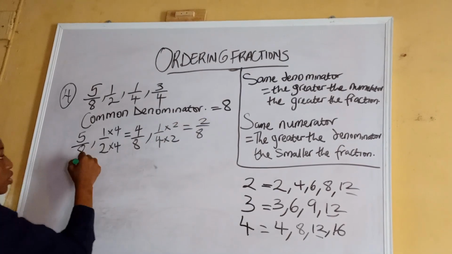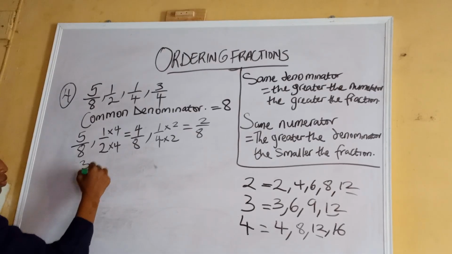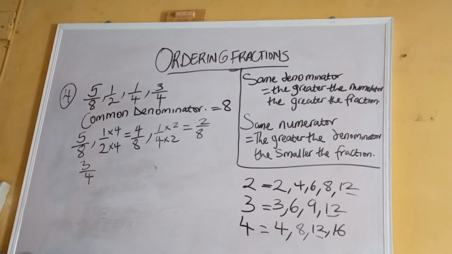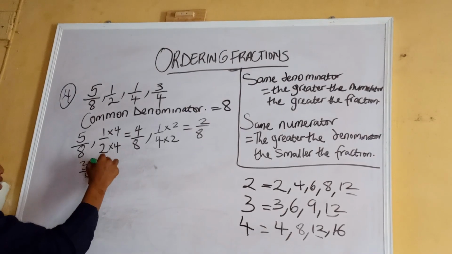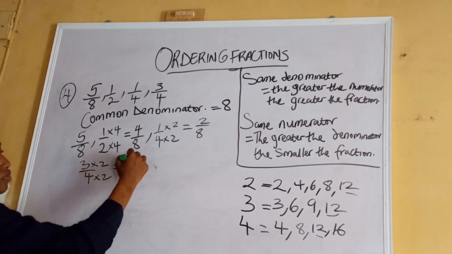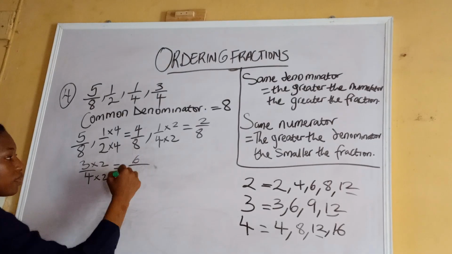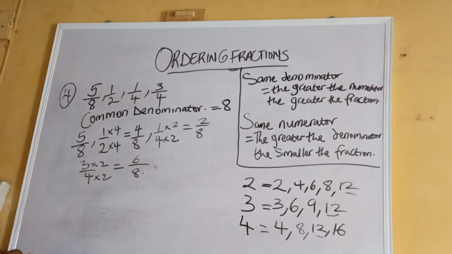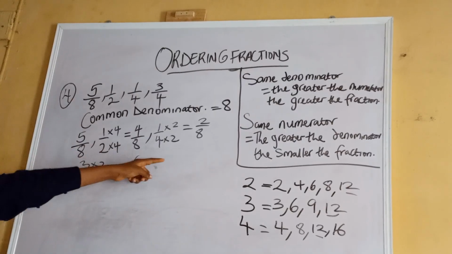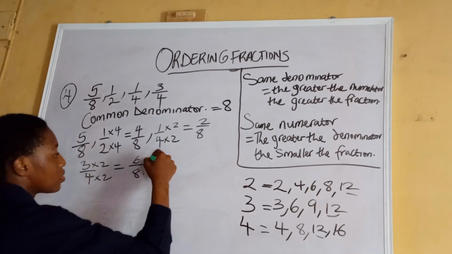And the last one, we have 3 over 4. What number will you multiply? 2 again. So that's times 2. 3 times 2 is 6, all over 4 times 2 is 8. So you have all this. You can rearrange it like this.